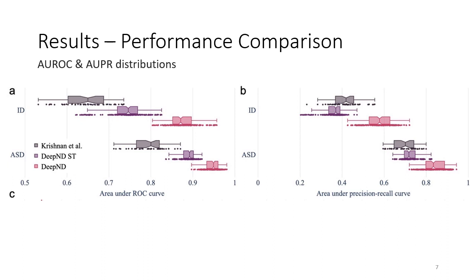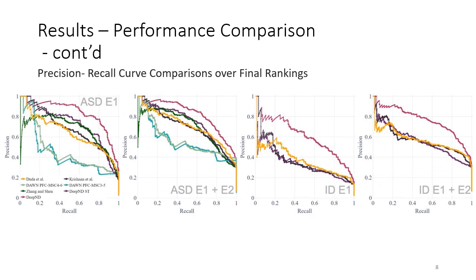The single task setup outperforms the state of the art in 3 out of 4 comparisons. For both disorders, the multitask approach surpasses the performance of all single task methods. We also share our results in terms of precision recall curves. In this figure, E1 is the set of highest risk genes, and E2 is the set of second highest risk genes. Here again, DeepND performs best among all other methods for both disorders and both risk gene sets.